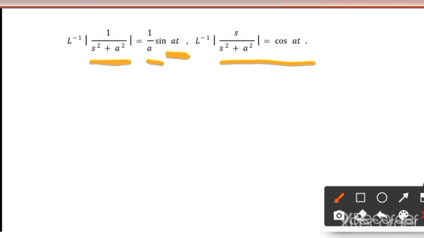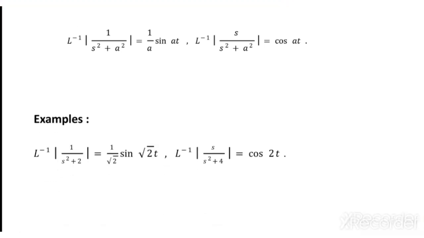So in the next we have that results too. So I can just see some example. If I want L inverse of 1 over s square plus 2, just identify here a. So what is a here? Root 2 square. So root 2 square. So thereby it is 1 over root 2 sine root 2 t. L inverse of s by s square plus 4 is cos 2 t.